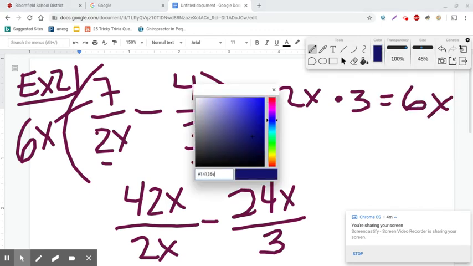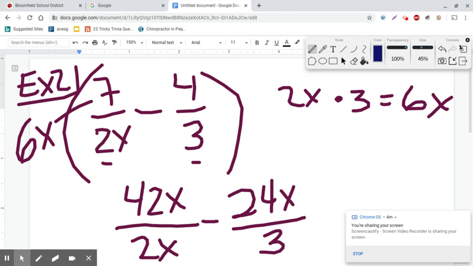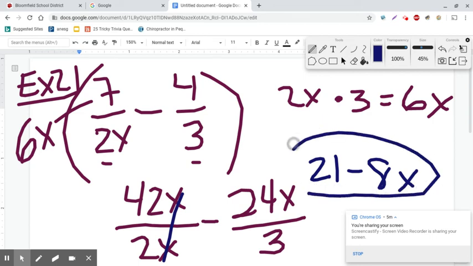42 divided by 2 gives us 21. And our x's cross out, right? So we're left with 21 minus, we're going to do 24 divided by 3 now, which is 8. And the x does not cross out, so we're left with 21 minus 8x. All right, guys, this is the time to copy this example down and pause if you need to.